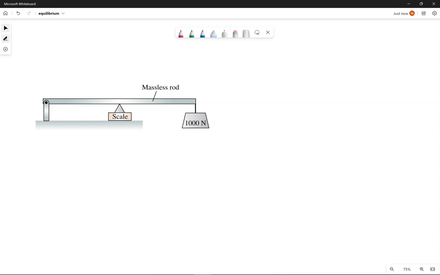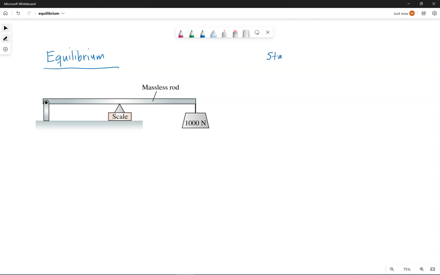So the next topic we're going to talk about is called equilibrium. Now I've pulled this picture. If you watched the previous videos, this is one of the concept questions that was asked. I pulled this picture just to talk about equilibrium with. By equilibrium, there's two types.